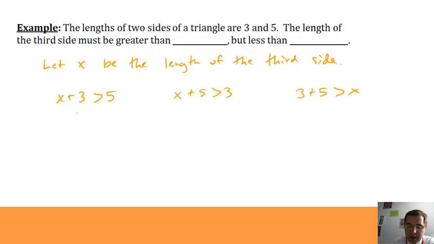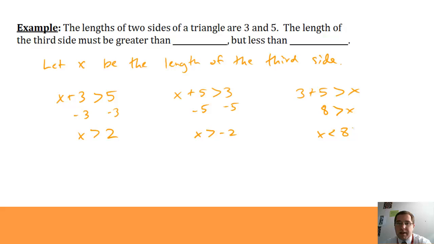And solving an inequality is like solving an equation. I need to get the variable by itself, so I subtract 3 from both sides, and x is greater than 2. Subtract 5 from both sides in the middle one, and x is greater than negative 2. And 3 plus 5 is 8. So 8 is greater than x, which means x is less than 8.